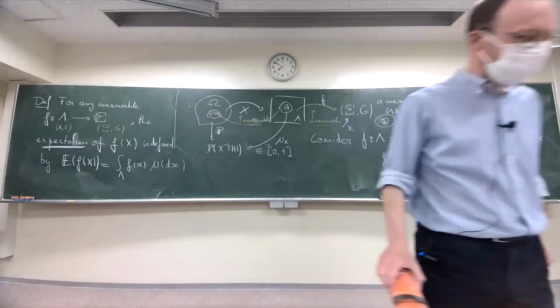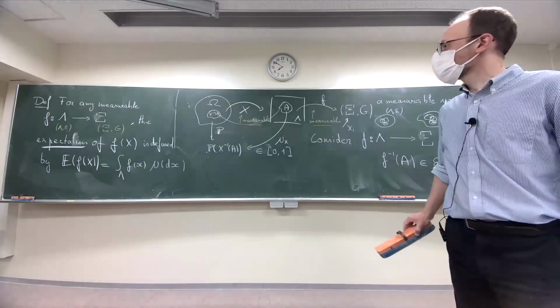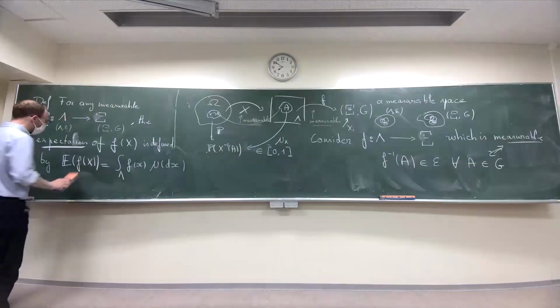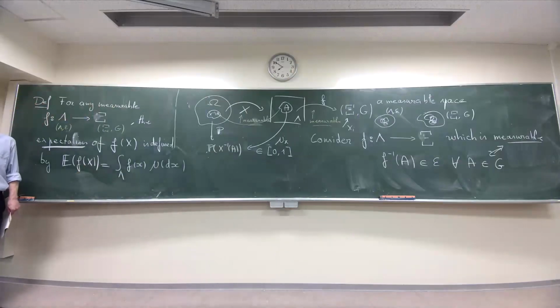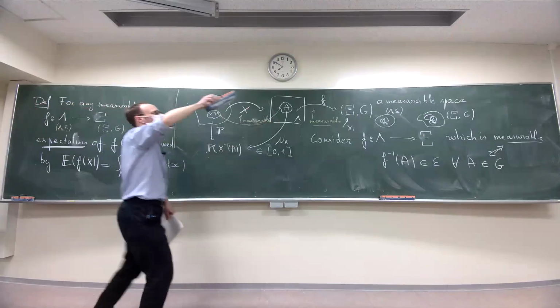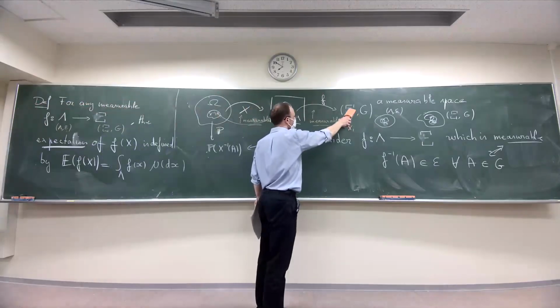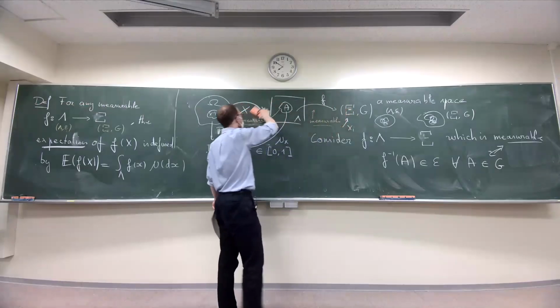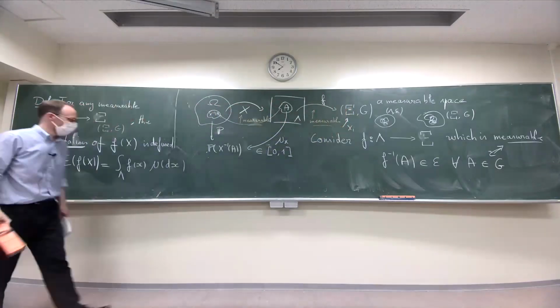Say it again. Is x the random variable? Sure. Capital X is always a random variable. So it is exactly in this picture. We have capital X, one random variable from this space to this one. And then we have f from here to here. So f of X is a function of this random variable.